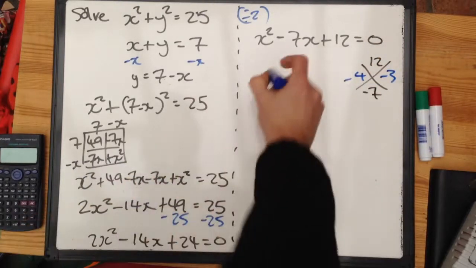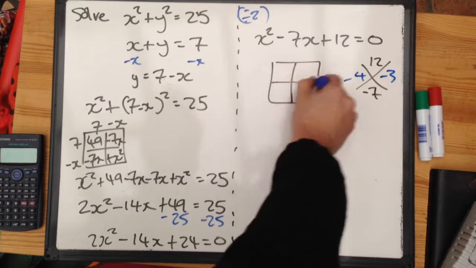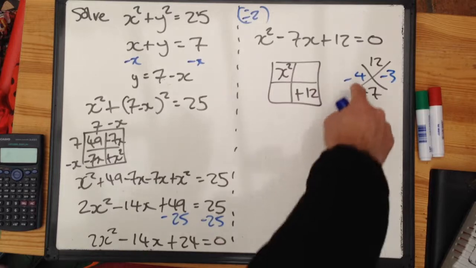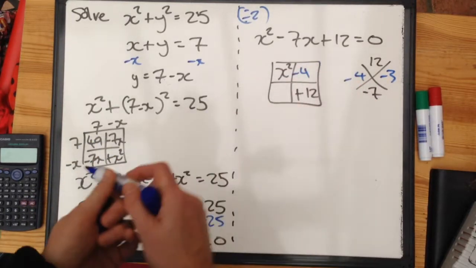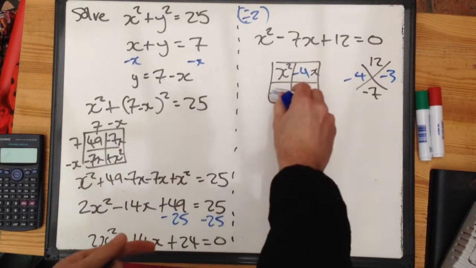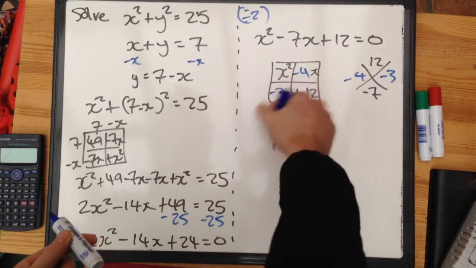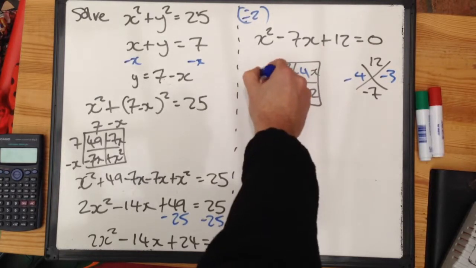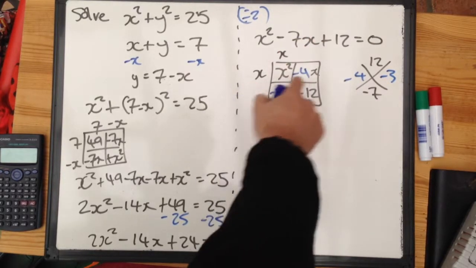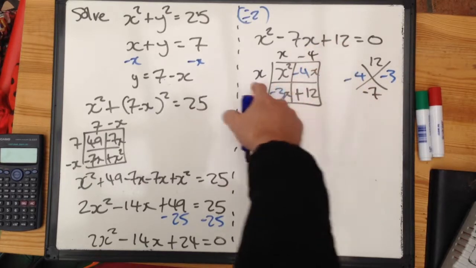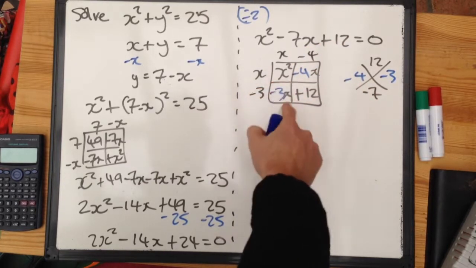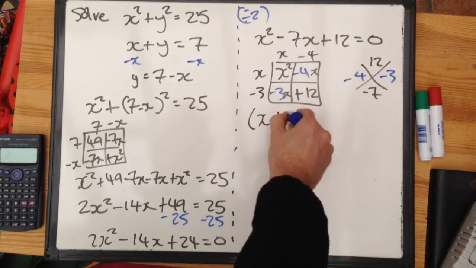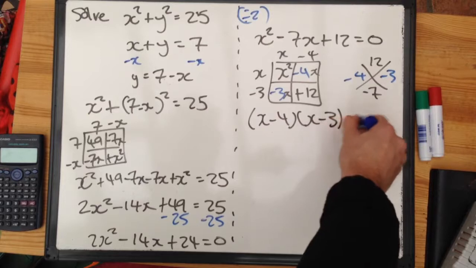So again, if I use my box method, I've got x squared and plus 12 in there. These two are going to make my minus 7x. I'll use my minus 4 and my minus 3 to fill those boxes in there. That gives me my minus 7x, and then it's just a case of working out what goes around the outside. So x and x make x squared. x times minus 4 is minus 4x. x times minus 3 is minus 3x. Minus 3 times minus 4 is 12, so that looks good. So my two brackets are (x minus 4)(x minus 3) is 0.